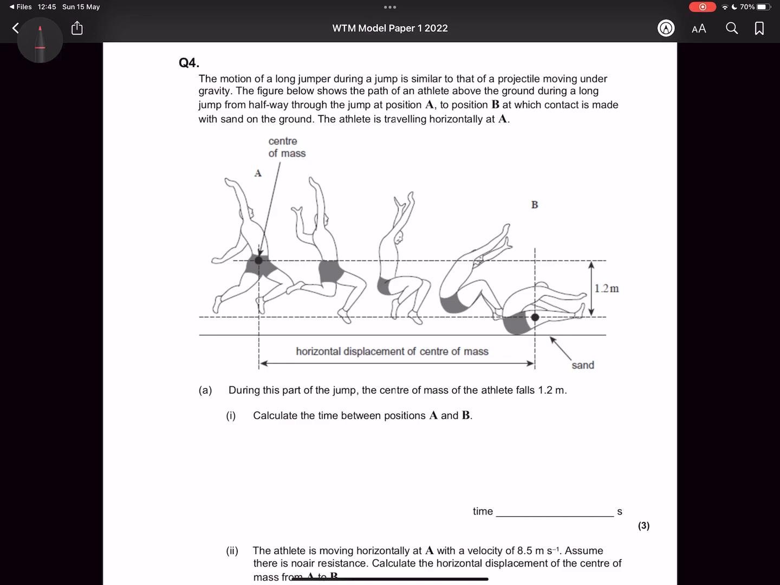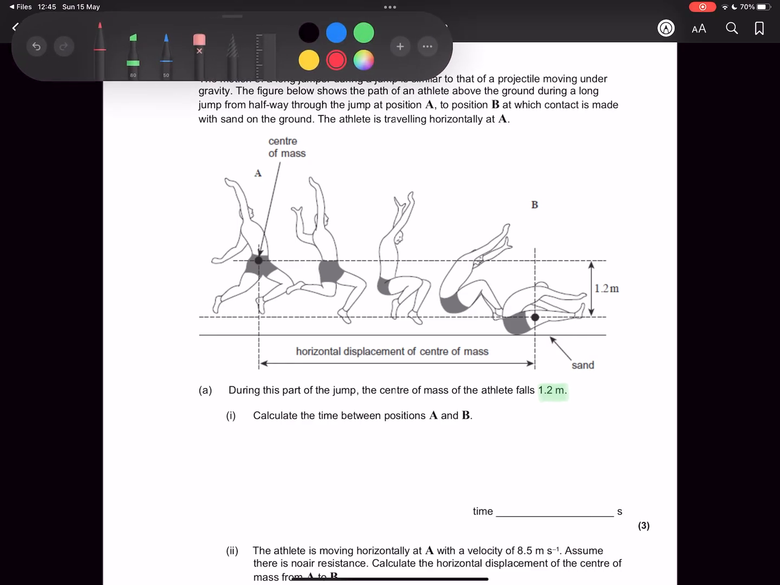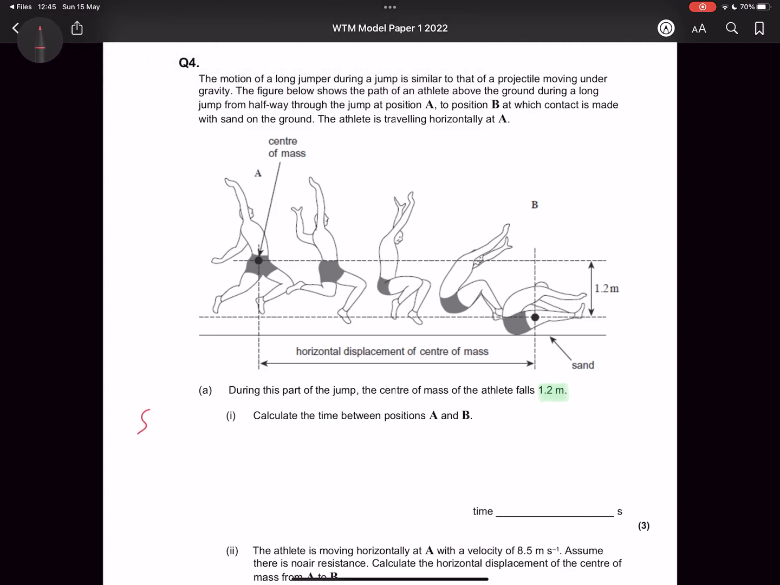Now, this is a classic mechanics question where they use a slightly bizarre diagram that, if you break it down, is a simple SUVAT example for projectile motion. You just have to make sure you know if it is rising or just falling. So in this, it does state that he is halfway through the jump in position A. So you know that it is just a descent that is occurring. But reading the question, it does look quite challenging because you're only given one value.